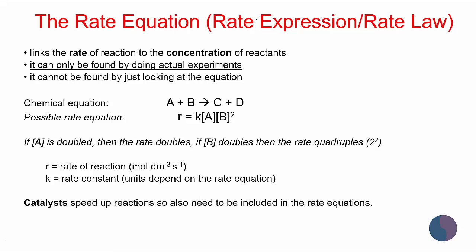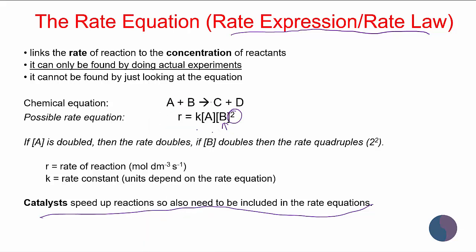Okay, so the rate equation, so if you hear rate expression, rate law, they're all the same thing. Okay, so it could be a little bit confusing. So it basically tells you what the effect of all the different factors are on the rate of reaction. Now, this includes catalysts. And so if there's a catalyst, that B could very well just be some catalyst.